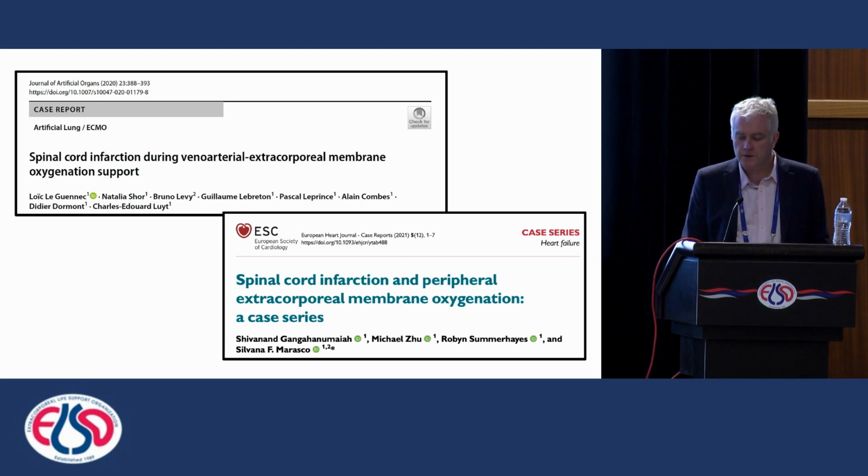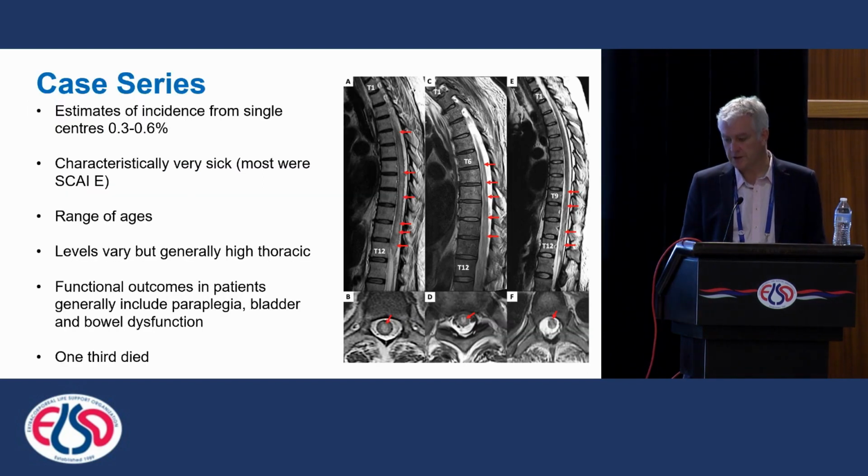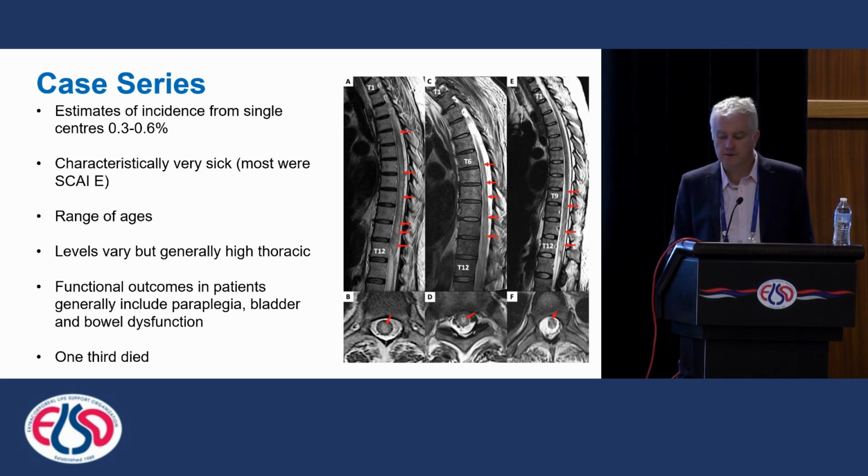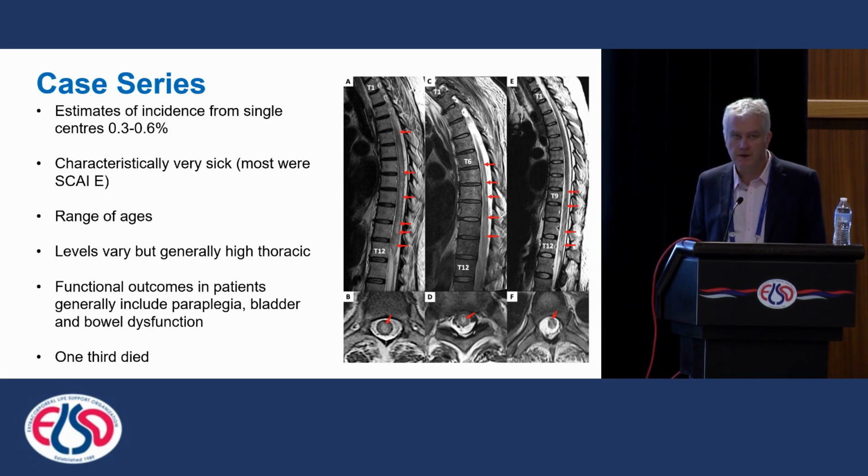The top report, published in the Journal of Artificial Organs, comes from La Pitié in Paris, and the bottom one on the right comes from Melbourne and the Alfred there. And these report a series of patients. Now, they estimate, based on their single centres, that the incidence of anterior spinal cord stroke is around 0.3 to 0.6%. So it is rare.